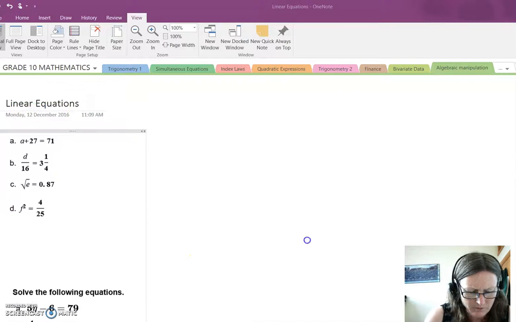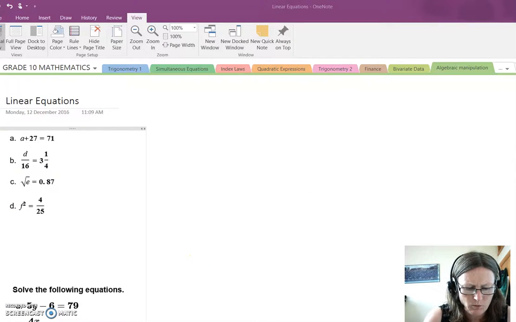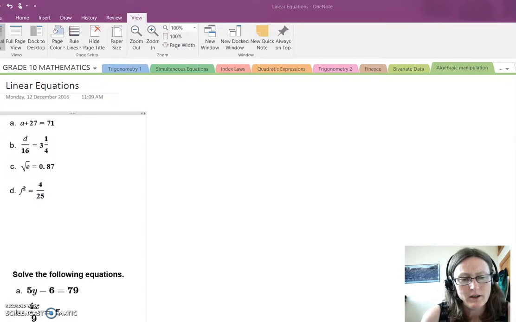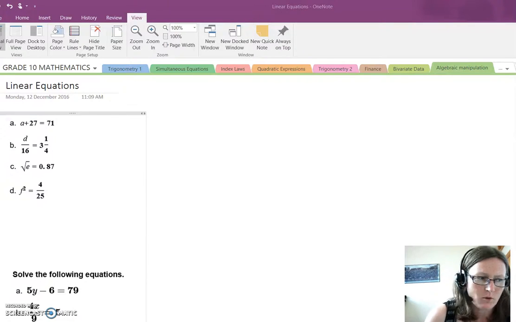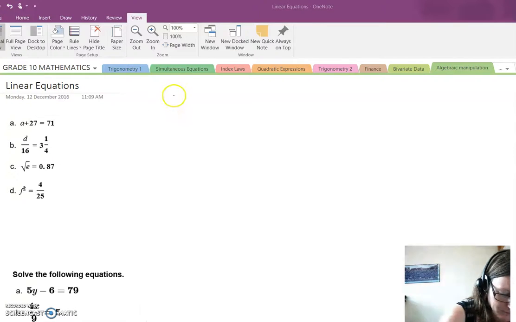Okay, we'll just do a little revision here of linear equations. You would have done this in grade 8 and 9, and we're going to look firstly at one-step equations and then two-step equations. Equations can be solved by using inverse operations. So, let's look at A.